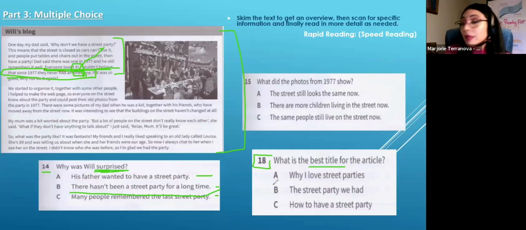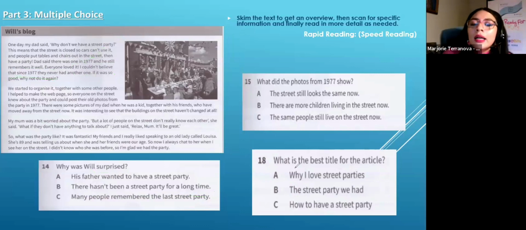Remember that they already skimmed the article first, right? They will look at the options and they will say, okay, why I love street parties, the street party we had, or how to have a street party. It is ideal if you tell them, if they are not sure, because generally they might have the idea at the moment that they skim the text, tell them to go with each of the options to each paragraph and see if the paragraph either answers or relates to that specific statement.